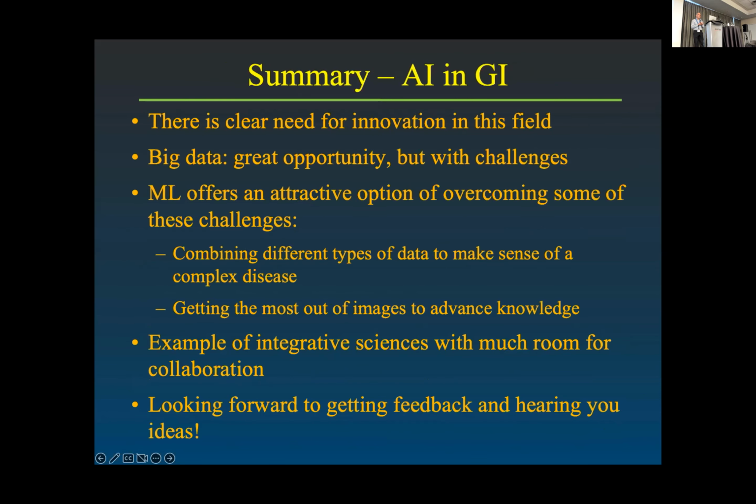Just to summarize, there's a clear need for innovation in this field, and I'm very delighted to see all the people over here. Big data are big opportunities, but with big challenges. Machine learning offers an attractive option for overcoming some of these challenges. And I think that combining the different types of data is one way of doing that. Getting the most of the images is the second example that I showed. Examples of integrative science with much room for collaboration is what we're hoping to achieve by this. And I'm really looking forward to your feedback.